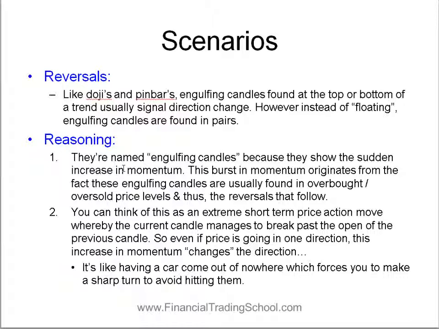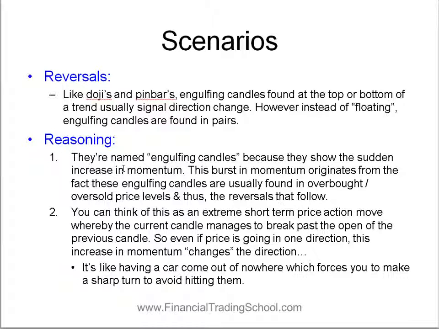So you see the uptrend, it goes up green, and then the next one will be red, and that's the engulfing candle, and then the pattern just goes through. So it's found in pairs, it's not floating. So you always spot them in pairs. And the reason why it's called engulfing candles is because they show a sudden increase in momentum. This burst in momentum originates from the fact that these engulfing candles are usually found in overbought and oversold price levels, thus the reversals that follow.